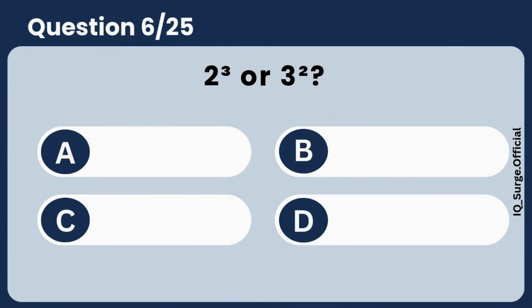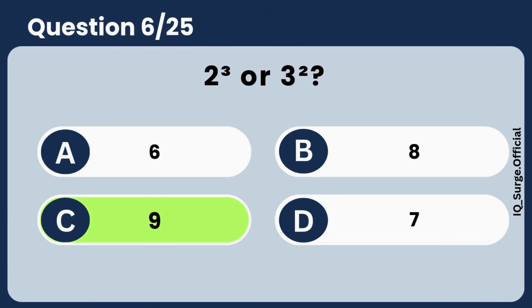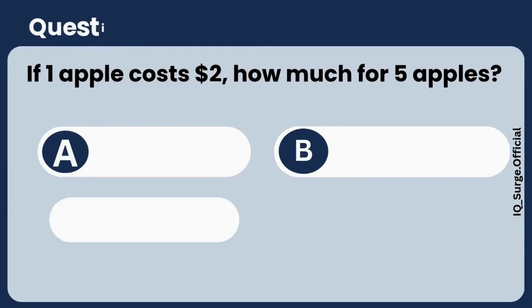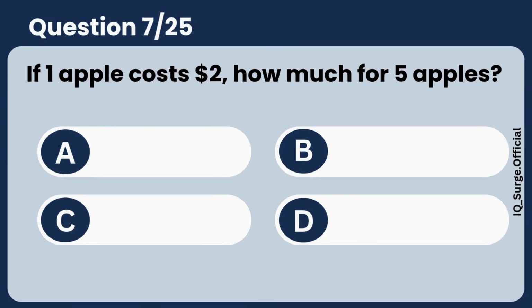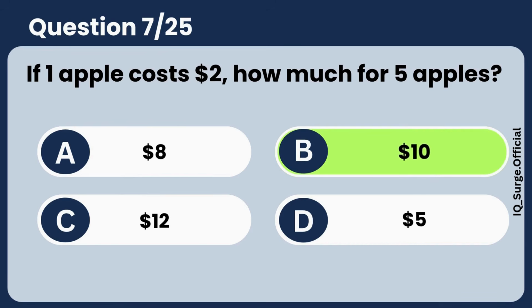Which one is bigger? That's right, 9 is greater than 8. If one apple costs $2, how much for 5 apples? Yes, $10.